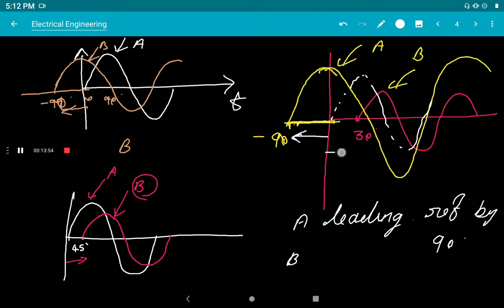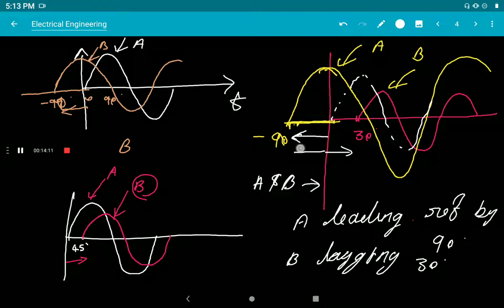And what is the condition of B? B is shifted to right by 30 degree. That means B is lagging the reference wave by 30 degree. And what is the phase difference between A and B? Between A and B, phase difference is, to the left it is 90, here to the right 30. So total phase difference is 90 plus 30.